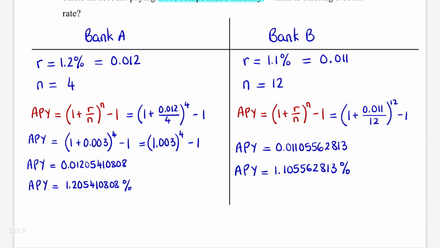The APY for Bank A is 1.2054100808%. And then the APY for Bank B is 1.105562813%. So between 1.2% and 1.1%, which bank offers a better rate? Of course, the 1.2%, which is Bank A.